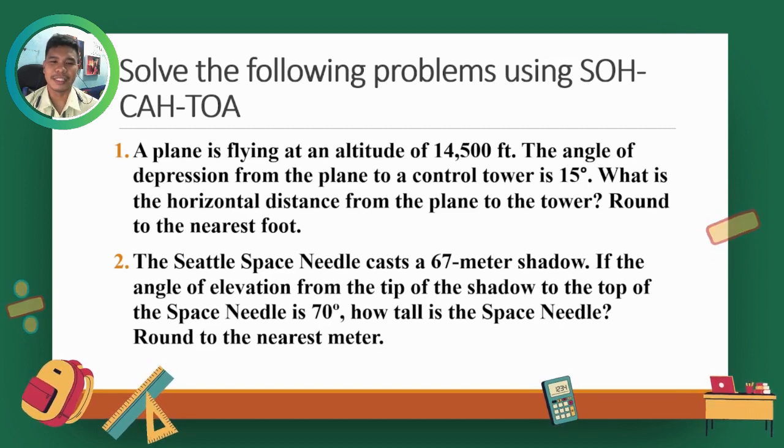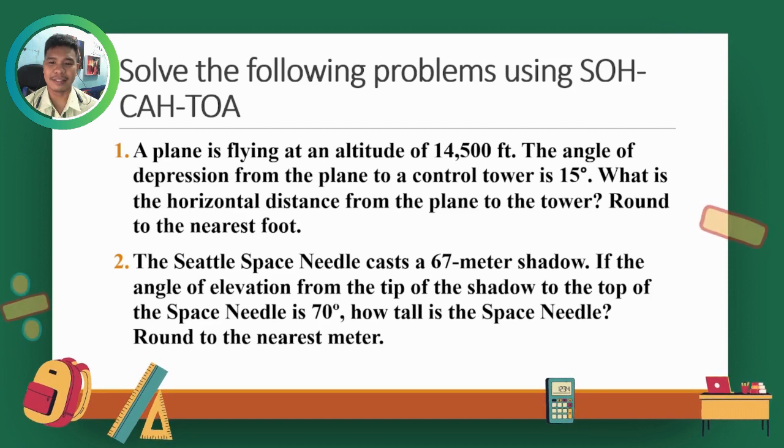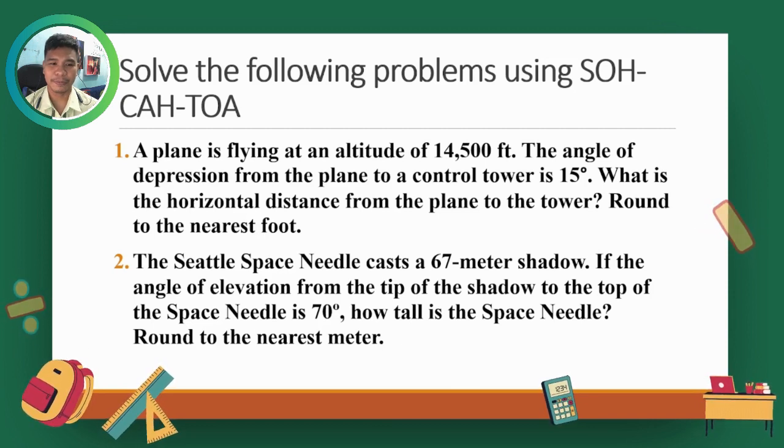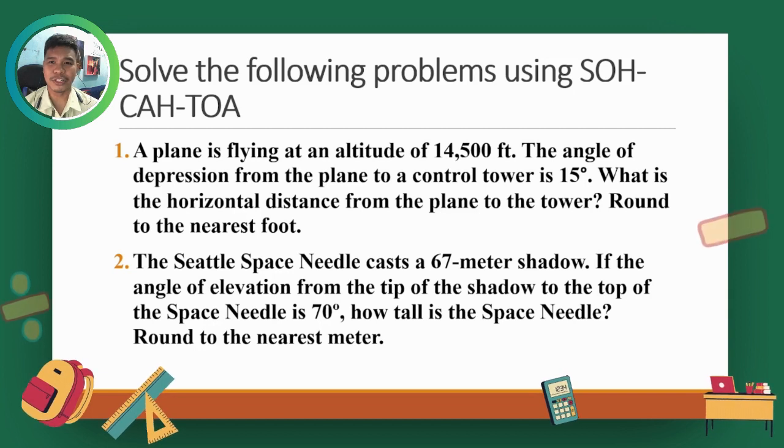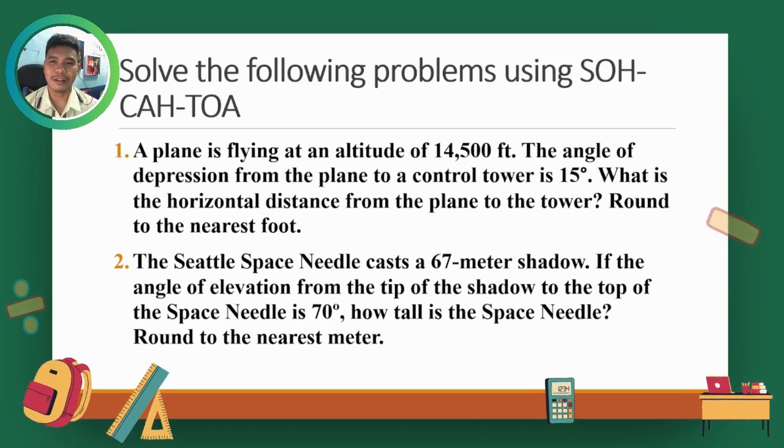Number 2. The Seattle Space Needle casts a 67-meter shadow. If the angle of elevation from the tip of the shadow to the top of the Space Needle is 70 degrees, how tall is the Space Needle? Round to the nearest meter. Get ready your pen and paper to solve these problems. After solving the problems, we have our home task challenge problem. We're going to solve it at home.